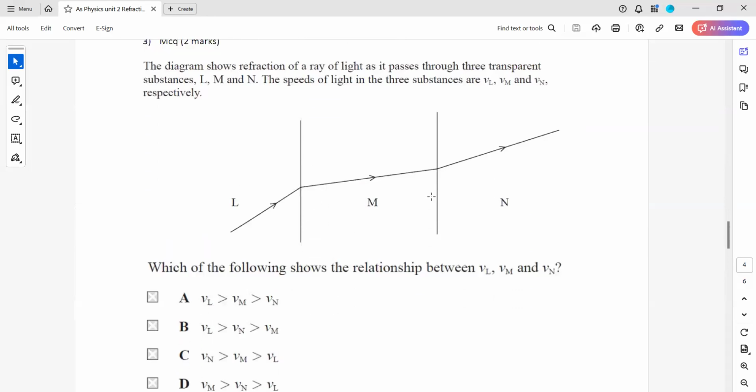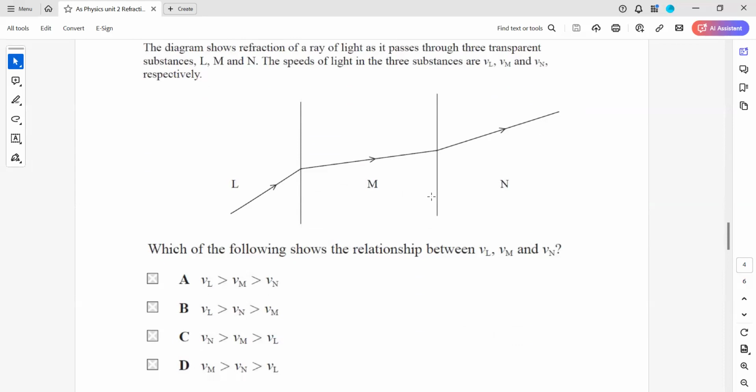The diagram shows the refraction of light as it passes through three transparent materials, L, M, and N. First, from L to M, what happened? The speed decreases because it bent towards the normal. And from M to N, the speed increases as it bent away from the normal. So first the speed is decreasing, then the speed is increasing. Which of the following relations between the speeds is correct?